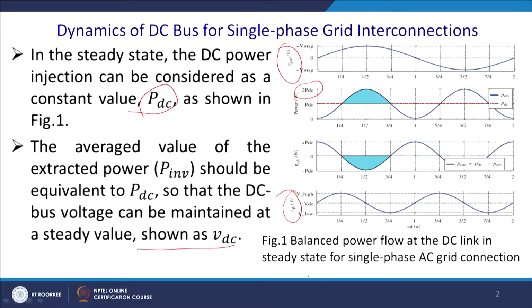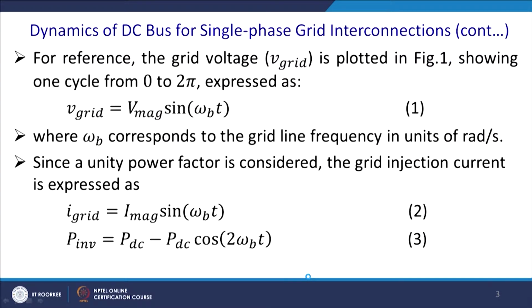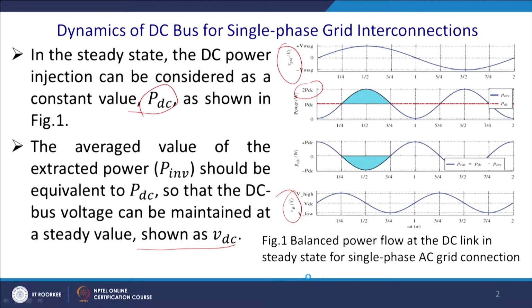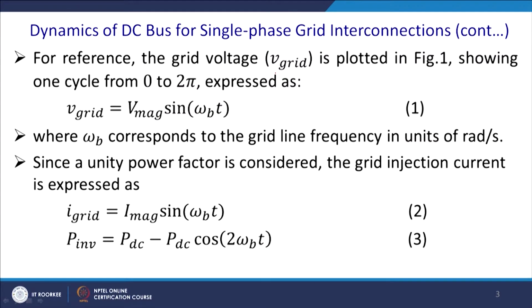But what happened for the reference of the grid voltage, that is V grid, it is plotted there, showing the whole cycle of 0 to 2 pi, where grid voltage is essentially V max or V magnitude into sin omega t, where omega represents the grid frequency in radian per second. Since unity power factor is considered, that is the operation we will consider here, the grid injection current is expressed as a pure sinusoid without any harmonics.